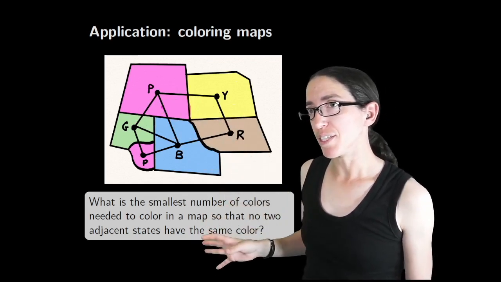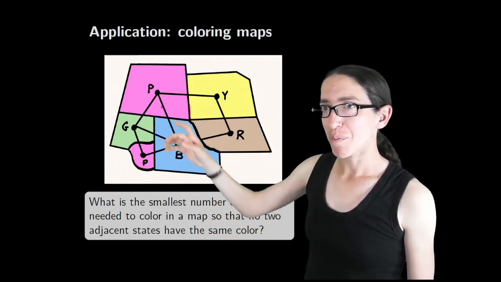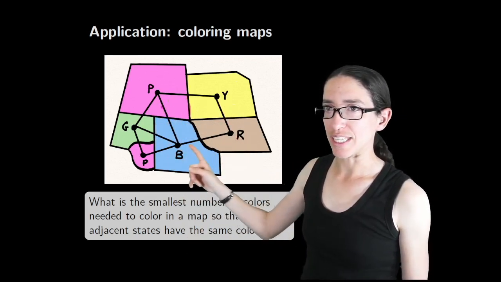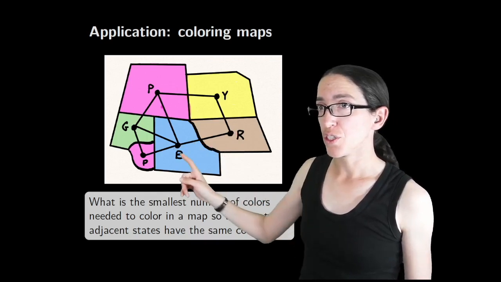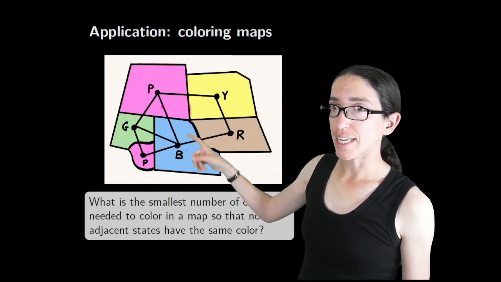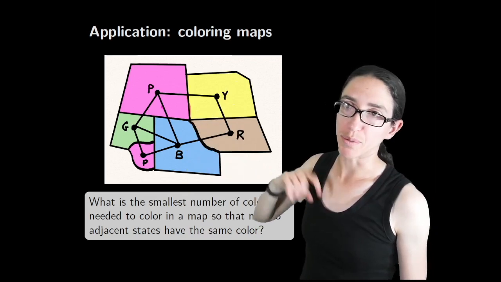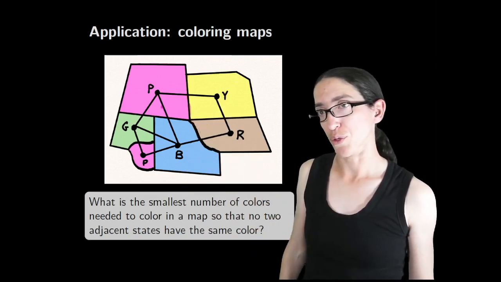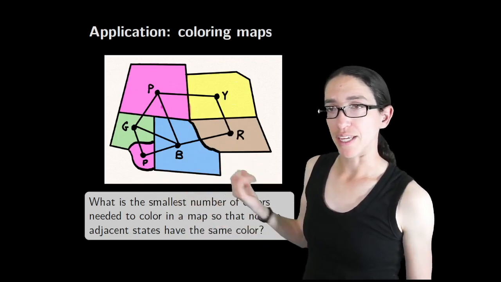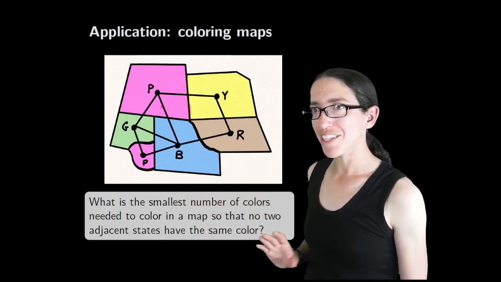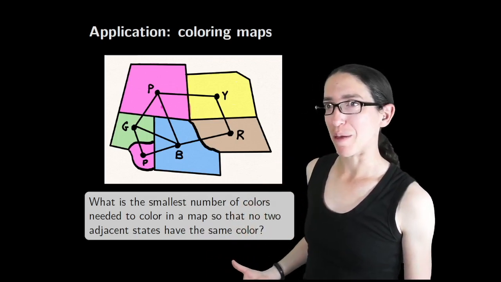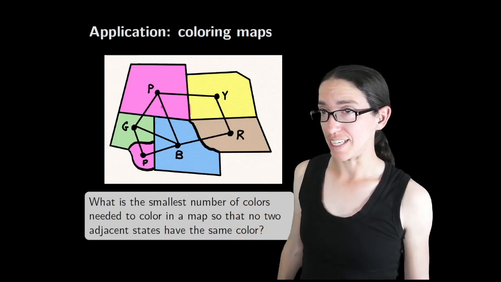Well, we can model this as a graph coloring problem by drawing one vertex for each state and then connecting those vertices if those two states share a border. So for instance, this blue state is connected to this brown state, but it's not connected to this yellow state because it only shares a point with that yellow state, not an actual physical border. So we can always draw a planar graph that models coloring maps like this, and we want to know what's the smallest number of colors we need to be able to guarantee that we can color the map in a way that no two adjacent states have the same color.